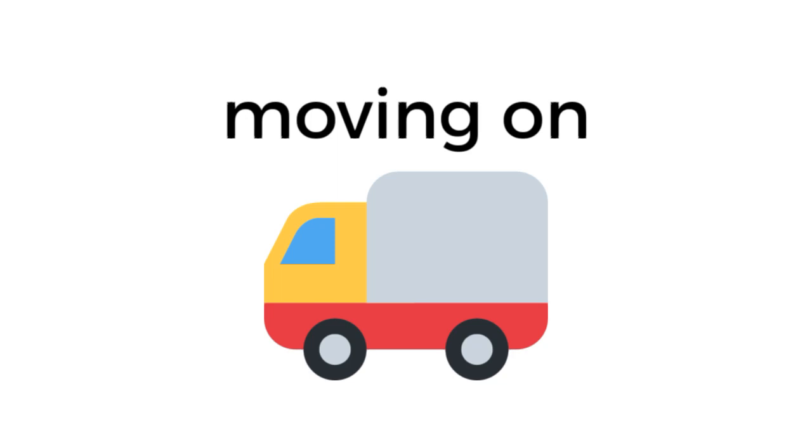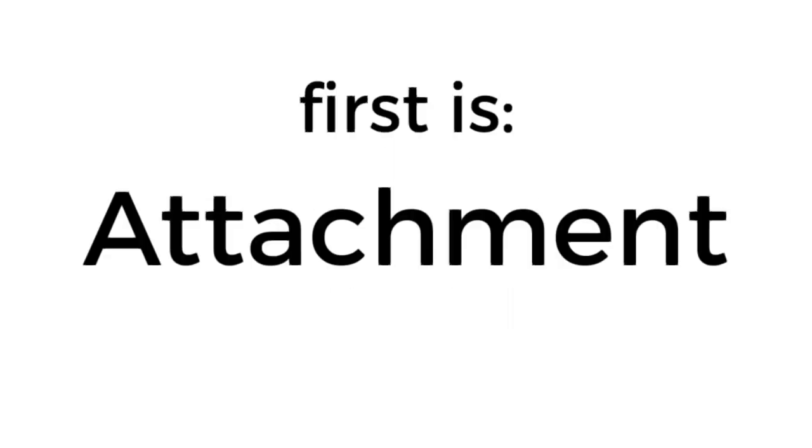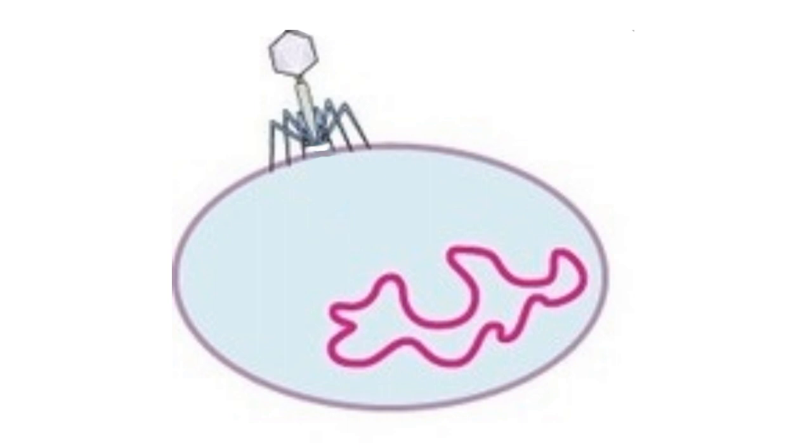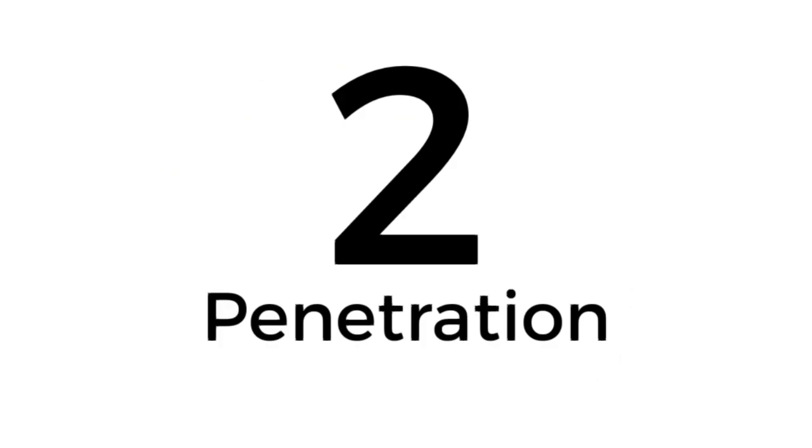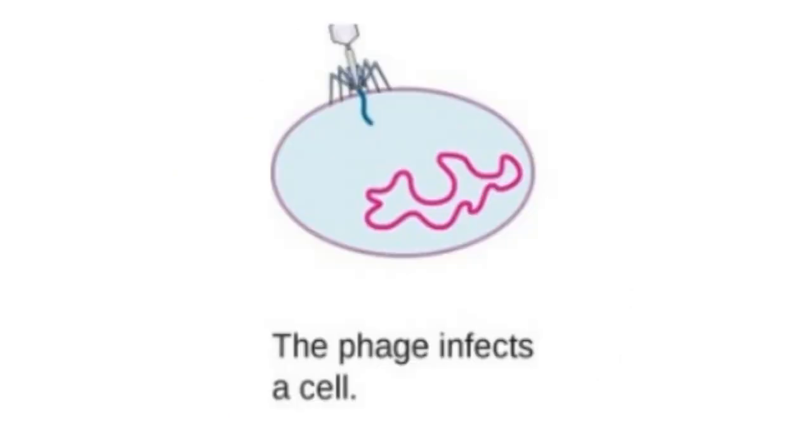Moving on, another cycle is the lytic cycle. It results in the destruction of the infected cell and its membrane. There are 6 stages. First is attachment. The phage attaches itself to the surface of the host cell in order to inject its DNA into the cell. Next is penetration. The phage injects its DNA into the host cell by penetrating through the cell membrane.